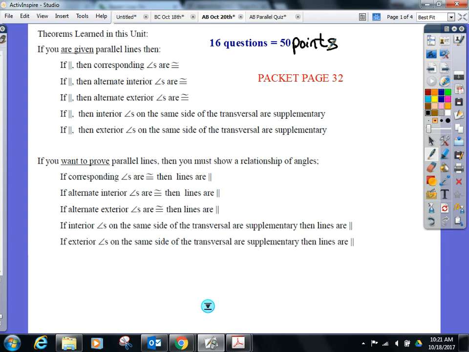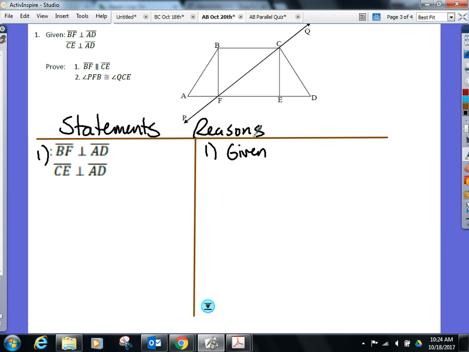What I want to do with you before I let you go on your own is two review proofs. So if you could keep going and find proof number 1 for me. You can pause the video right now and set up your statements and reasons. I'm just going to go ahead and go forward. So if you need time, pause the video right now so you can set up your statements, reasons, and mark your diagram.